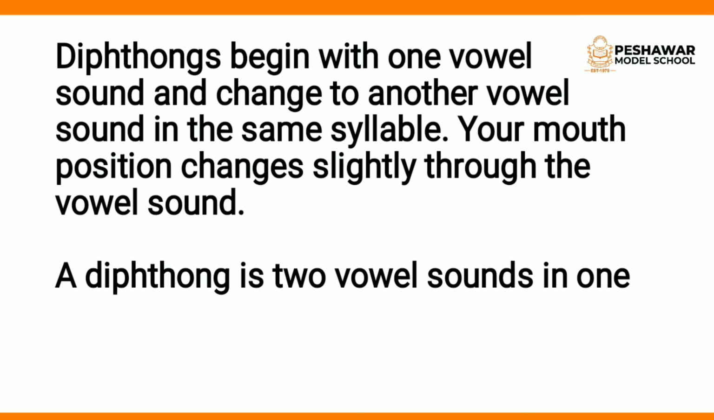The rule is that diphthongs begin with one vowel sound and change to another vowel sound in the same syllable. Your mouth position changes slightly through the vowel sound. It means you must be having two vowels in one syllable. So the sound starts with the first vowel and it will go through to the sound of the second vowel. A diphthong is two vowel sounds in one.